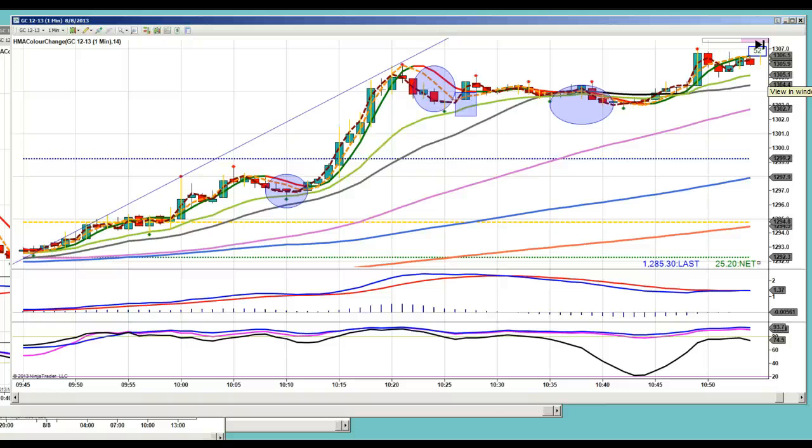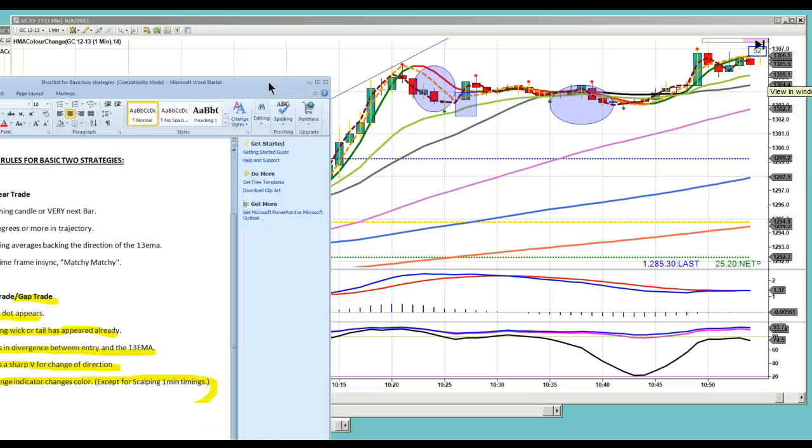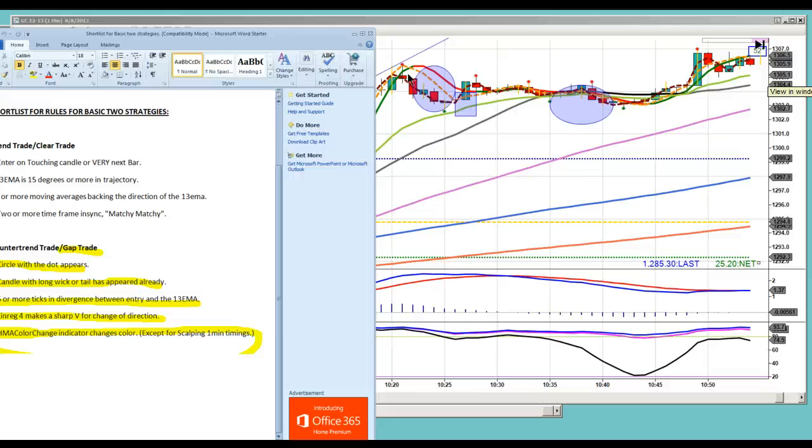So first, I just want to make sure that you guys understand the rule. Anytime you see a counter trend, the first thing you're looking for is a circle with a dot, the candle with the long wick or tail, and the 5 or more ticks divergence. The Linreg 4 makes a V, and there's enough spread before you hit the 13. Now, the other thing you can also look for, especially the ones that have a lot of divergence, is the HMA changing color.